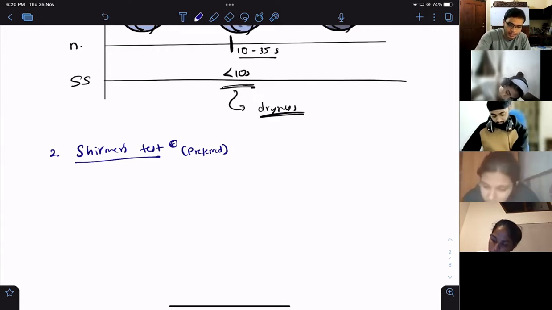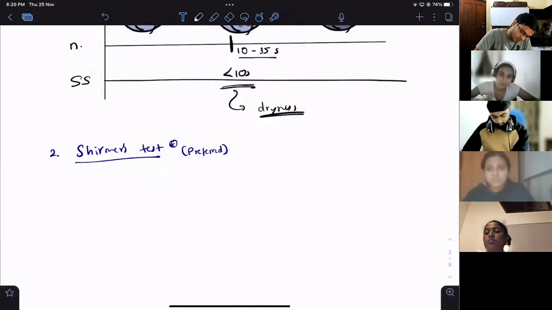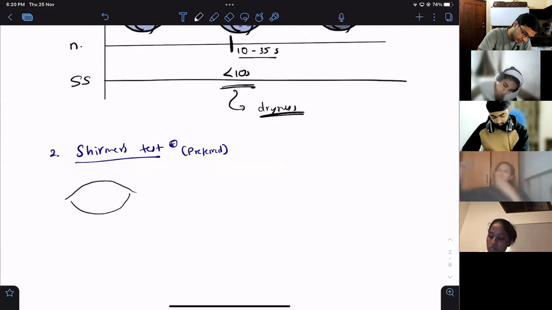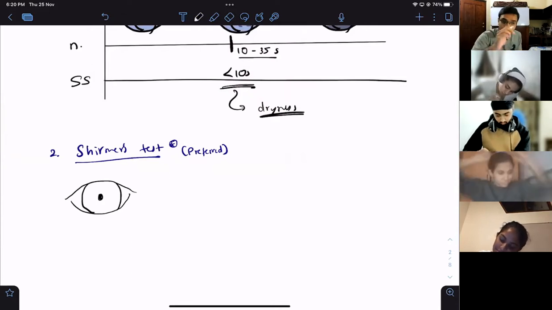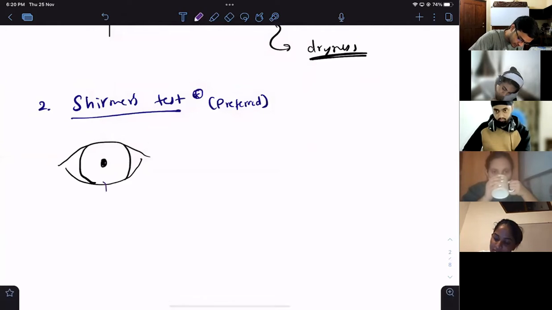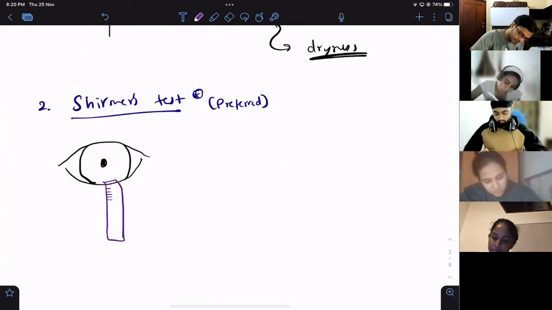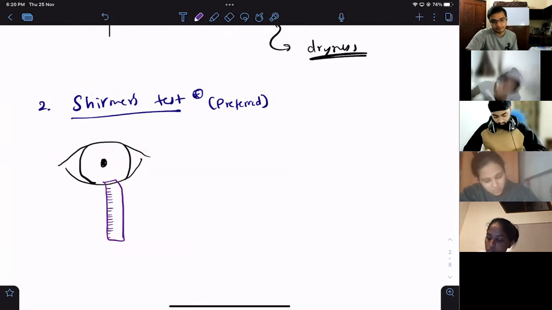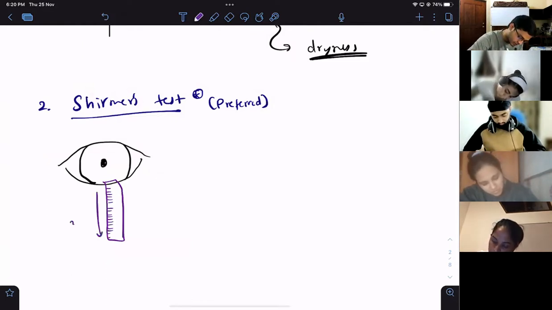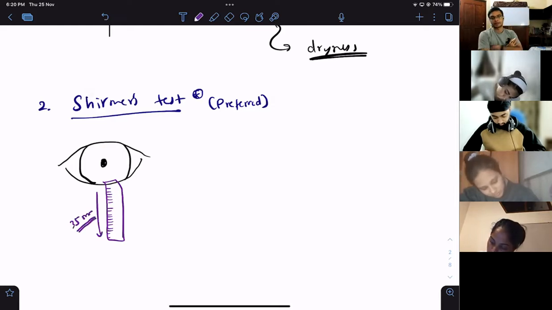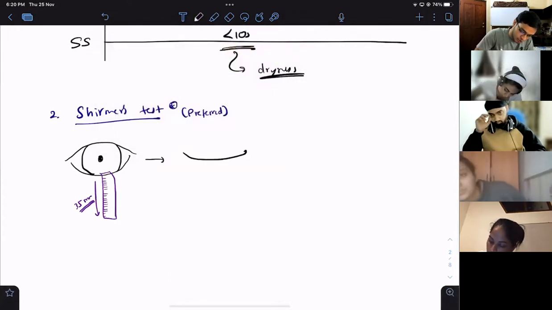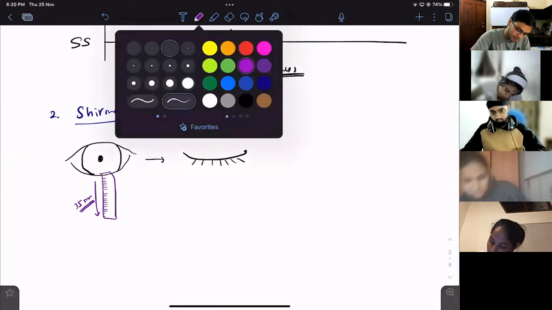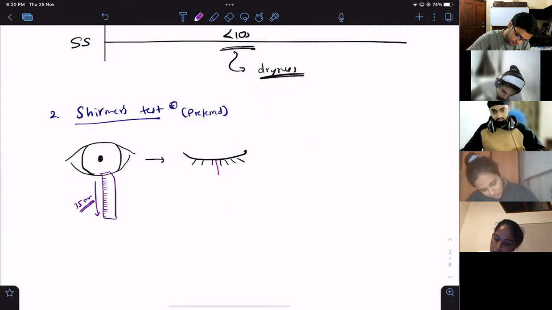What we do here, guys, look at this. We take the patient's eye. I mean, we don't take it, we leave it there. But what we do is we put a filter paper here. This is a special filter paper. We put this filter paper like this. This filter paper is marked. It has readings of the number of millimeters. This one usually is about 35 millimeters in total. We put this, and then we tell the patient, close the eye, and this is still here.